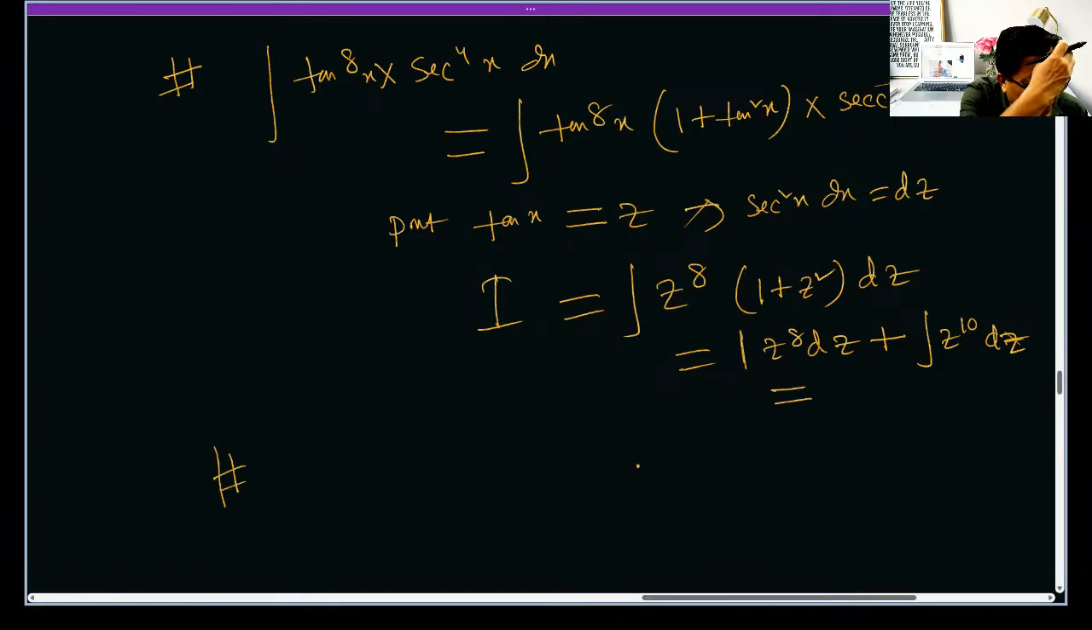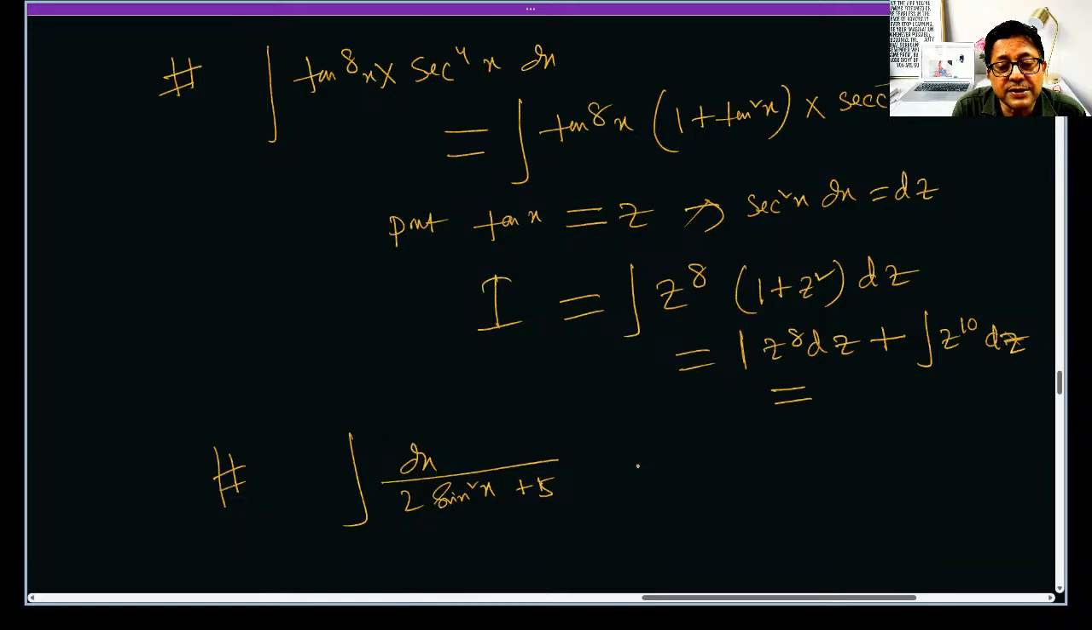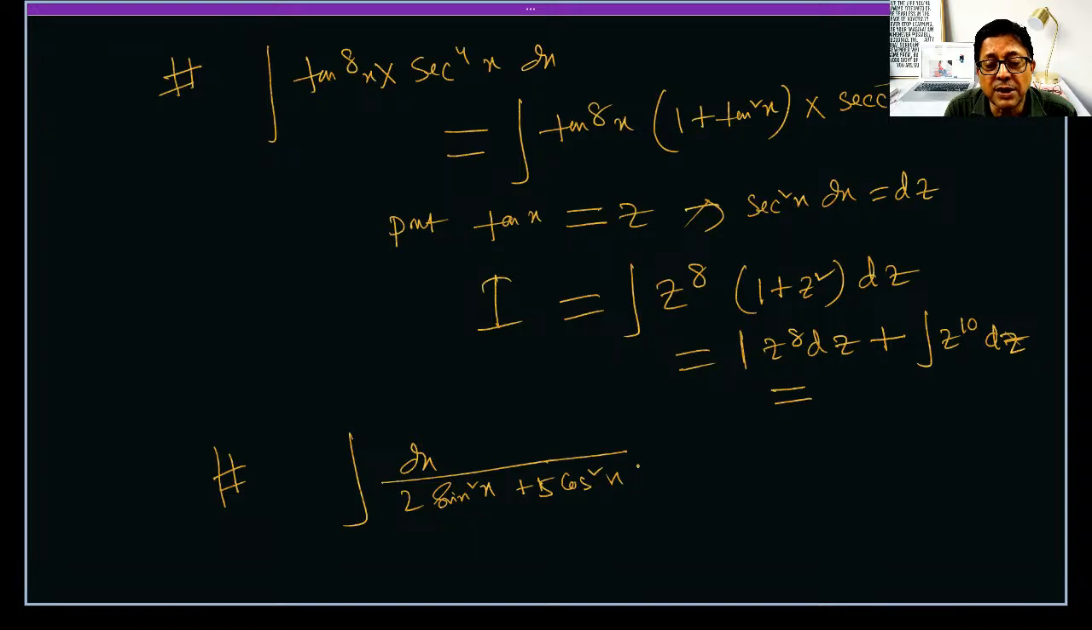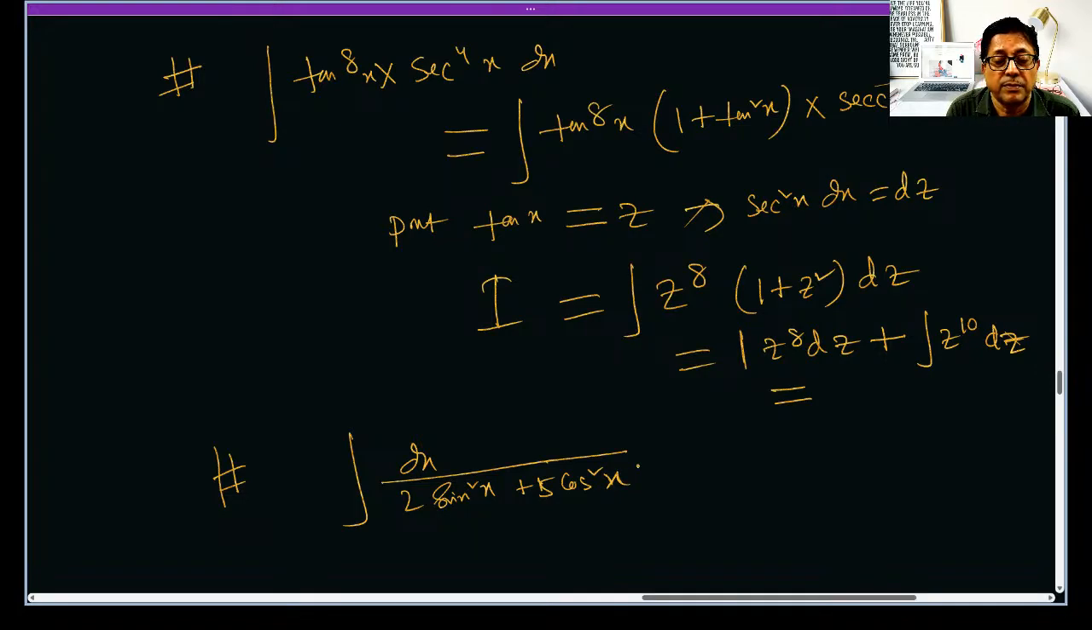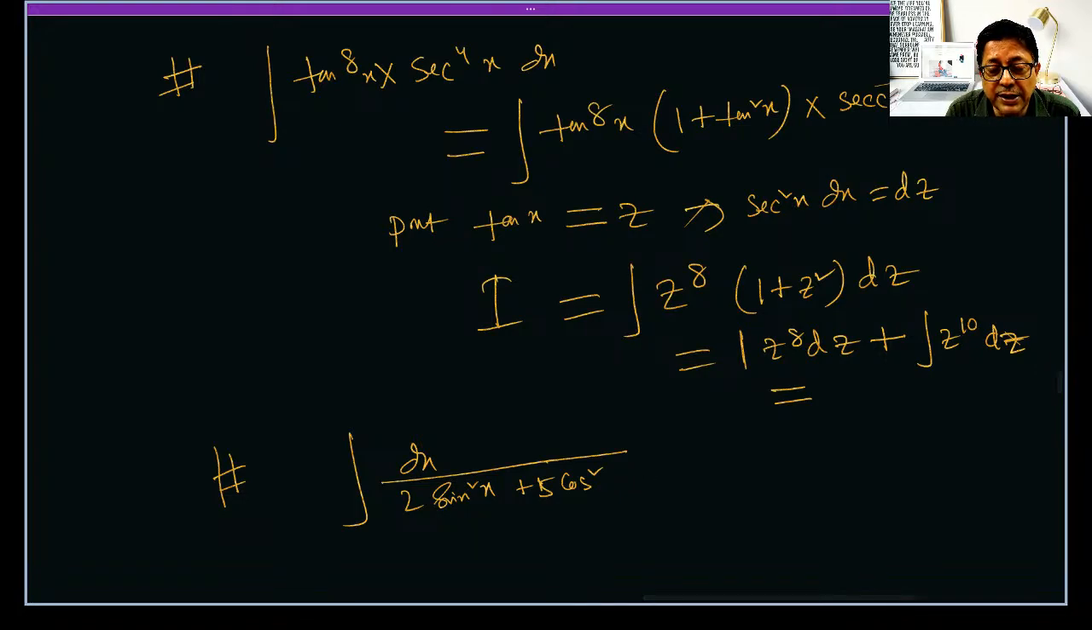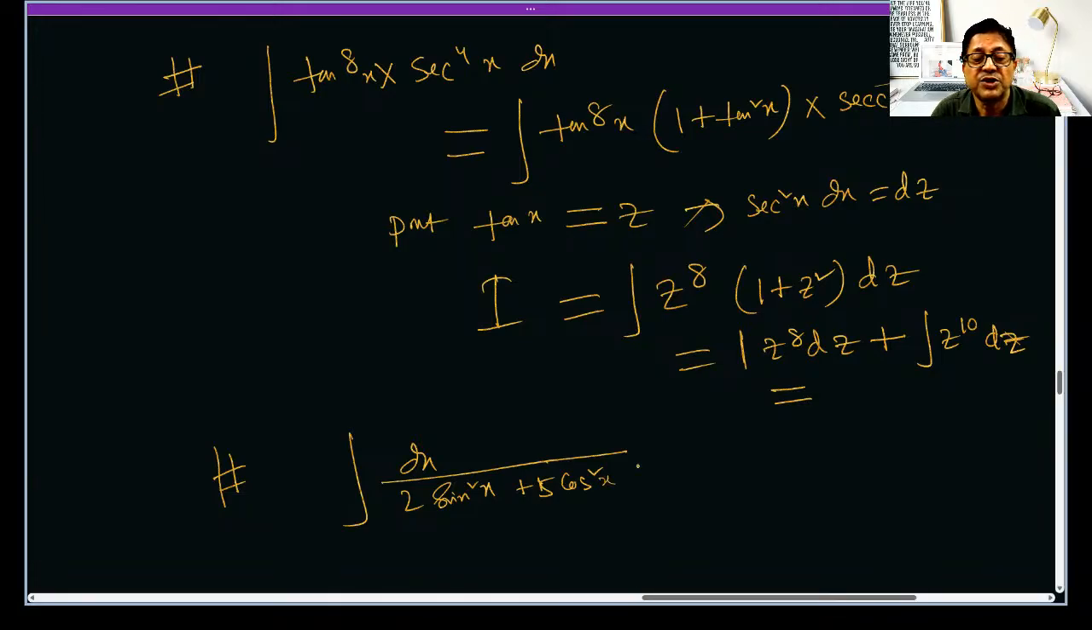Another kind of sum I find here, that is dx by (2 sin square x plus 5 cos square x). How do you do this sum in indefinite integration? Think, then I will solve.